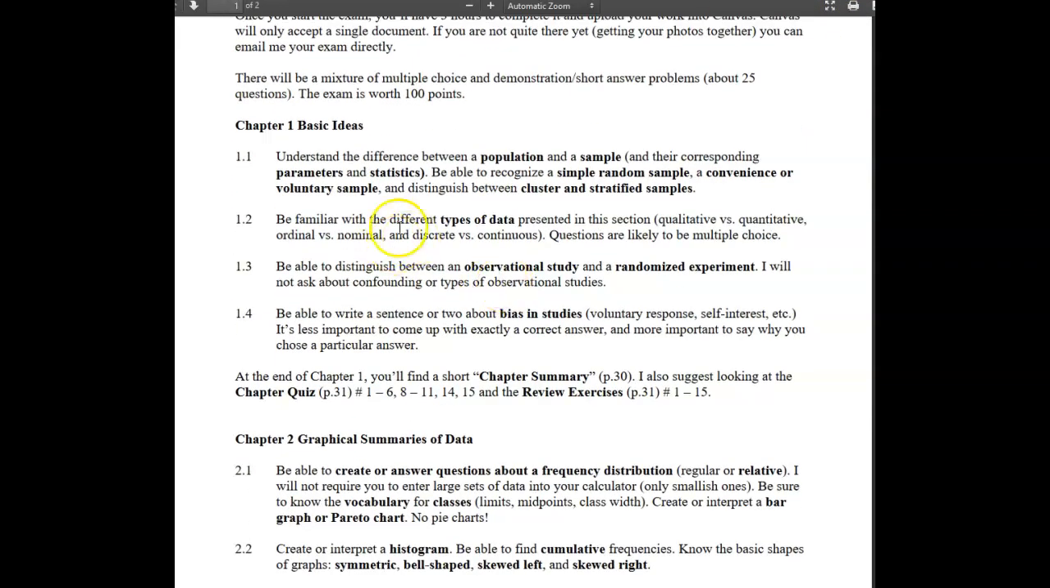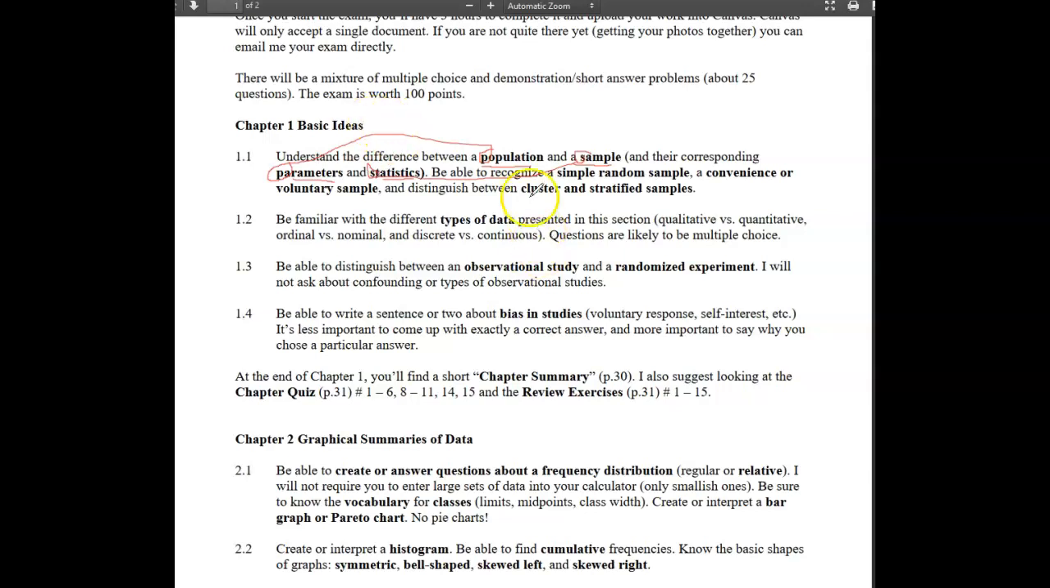Okay. Here's a quick summary of Chapter 1, Basic Ideas. So understand the difference between a population and a sample and their corresponding parameters and statistics. So you might remember that a population has parameters, and that's talking about mean and standard deviation, the ones we mostly know about, proportions a little bit too. And then samples have statistics.